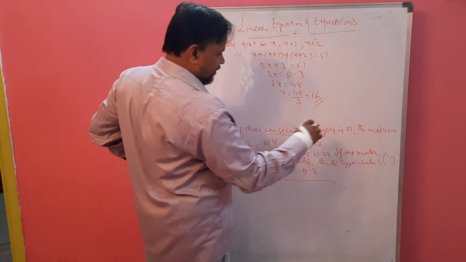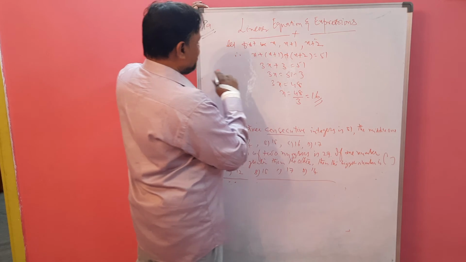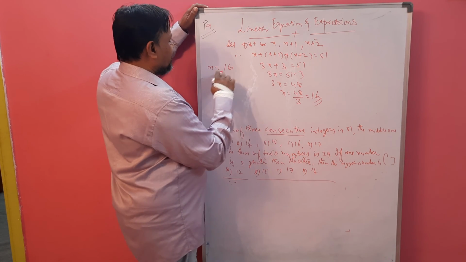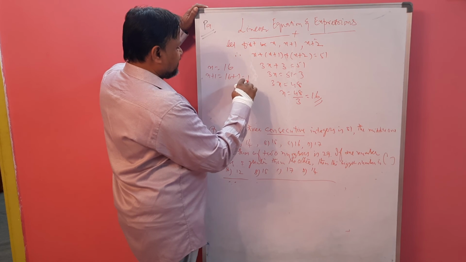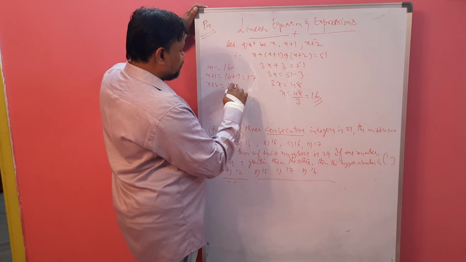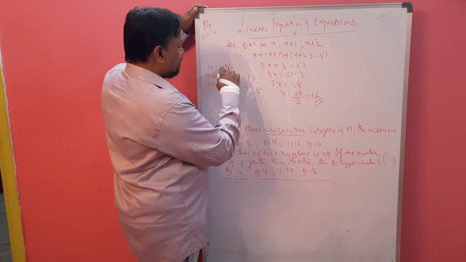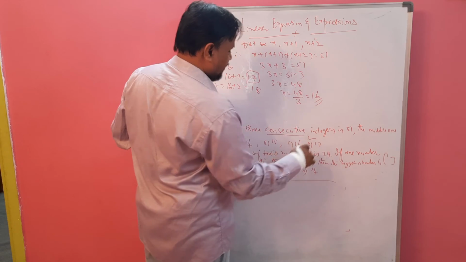What we have to find? The middle one. 16 is one number. X is what? X is 16. X plus 1 is 16 plus 1, that is 17. X plus 2 is what? 16 plus 2, that is 18. The middle number is 17. So D is our solution.